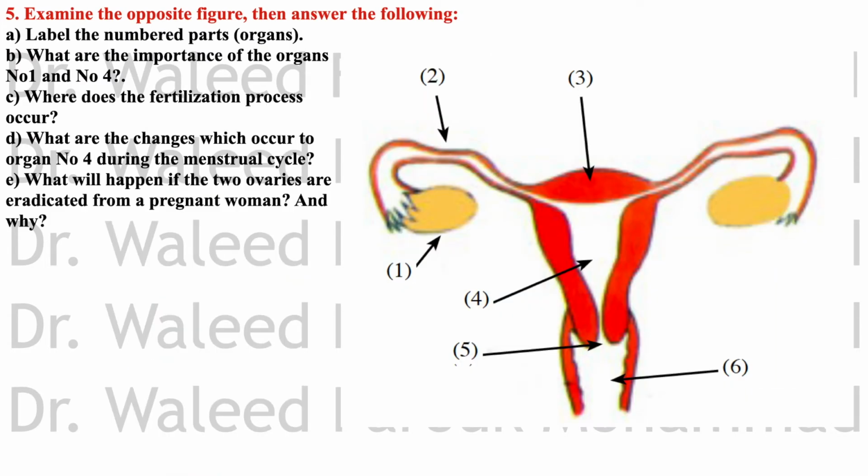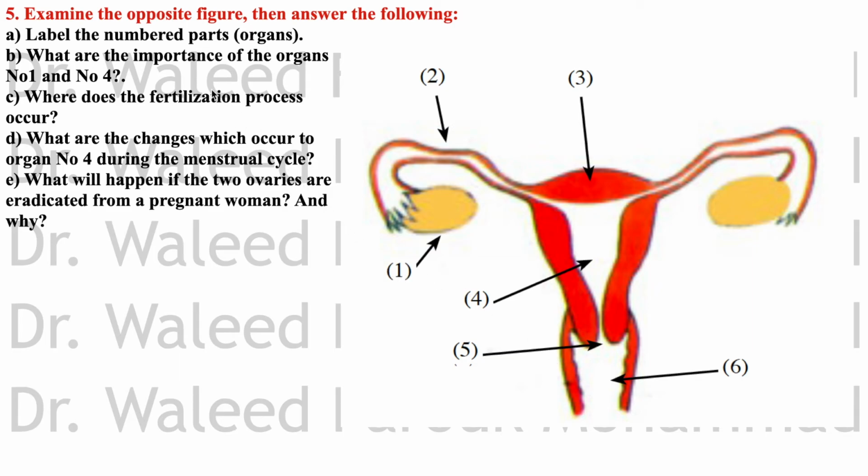Examine the opposite figure, then answer the following. Label the numbered parts. Let's see. This is the ovary. 2 is the fimbria of the fallopian tubes. 3 is the uterus. 4 is the inside lining of the uterus, which is the endometrium. 5 is the cervix. And 6 is the vagina. So ovary, fallopian tube, uterus, endometrium, cervix, and vagina.